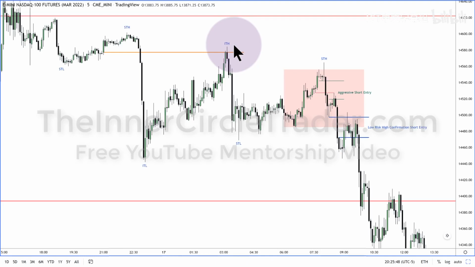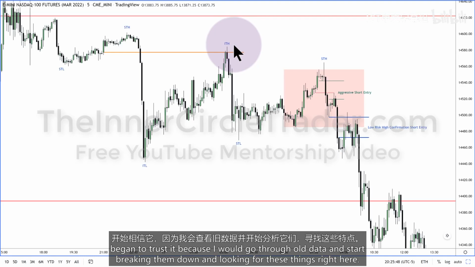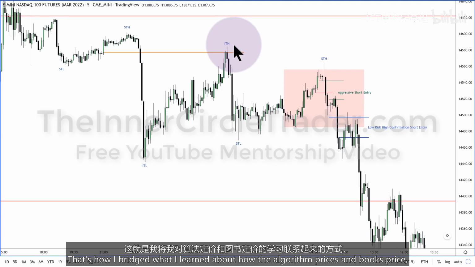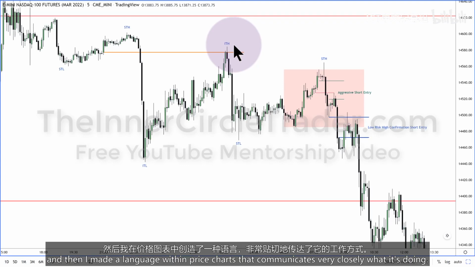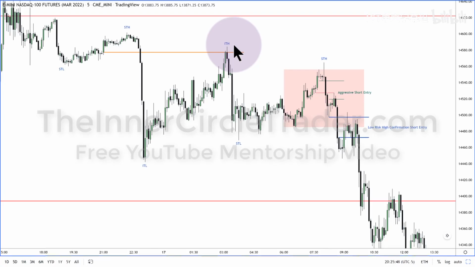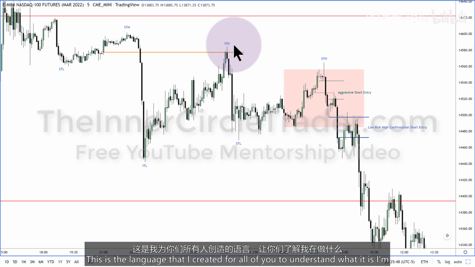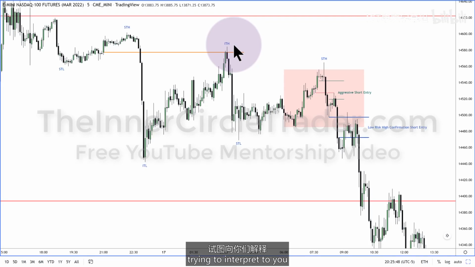That's how I began to trust it, because I would go through old data and start breaking them down and looking for these things right here. That's how I bridged what I learned about how the algorithm prices and books price. And then I made a language within price charts that communicates very closely what it's doing. This is the language that I've created for all of you to understand what it is I'm trying to interpret to you that have never seen this before.